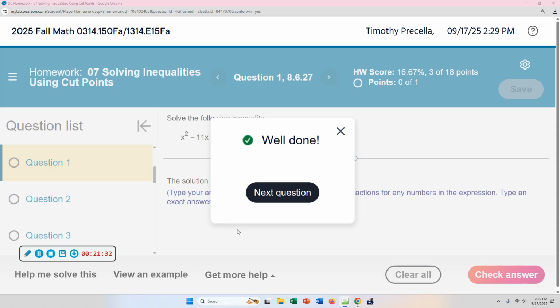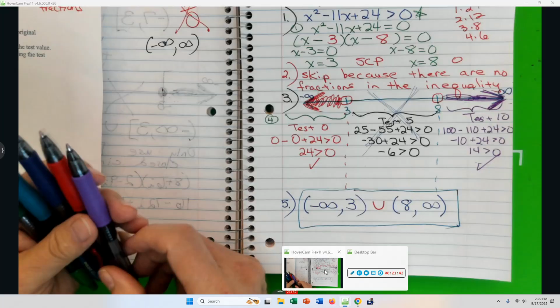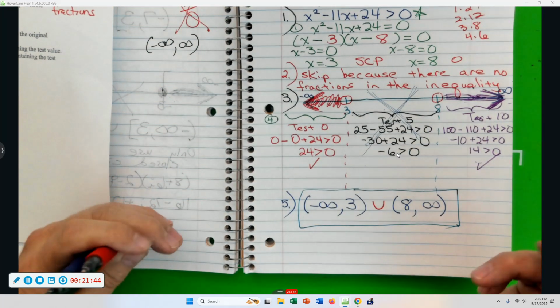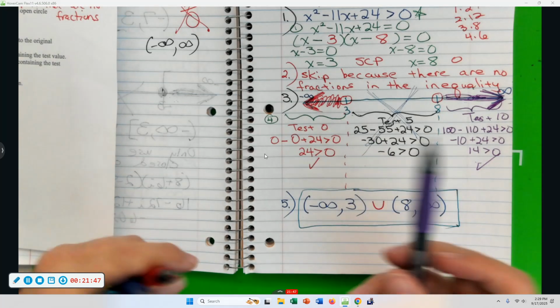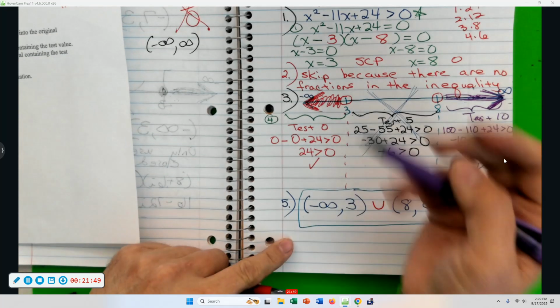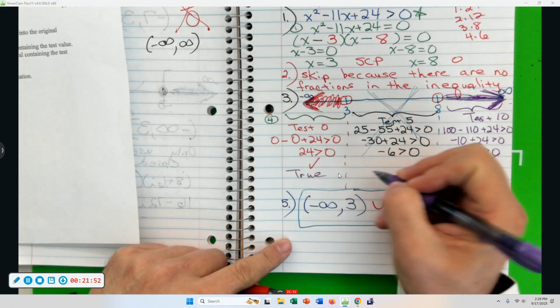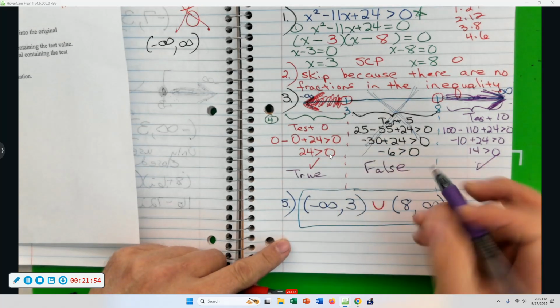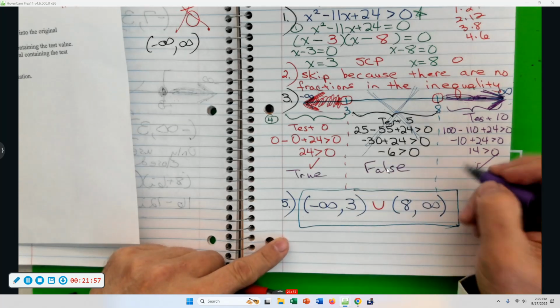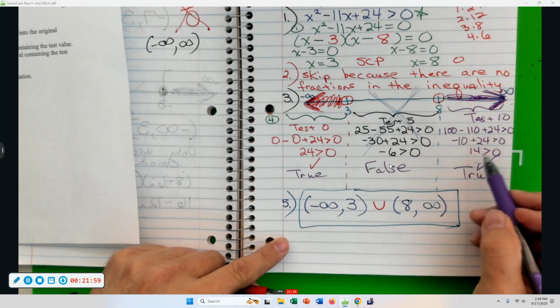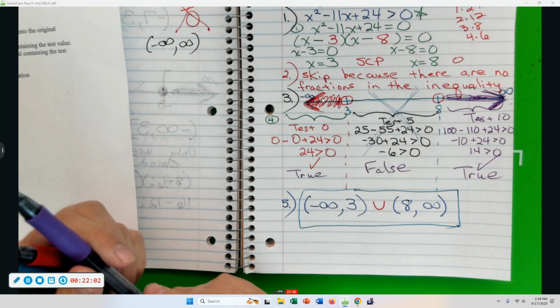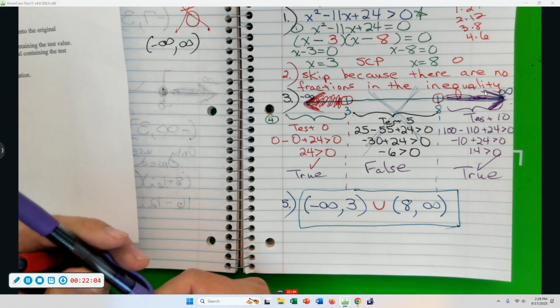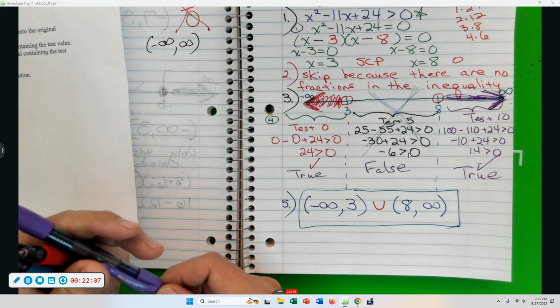Yes. So he was not sure about the -6 when it's 0. Yes, write out the words true, false, true. It was true here. False, 24 is bigger than 0. False, -6 is not bigger than 0. And true there, 14 is bigger than 0. You shade the true intervals and cross out the ones that are false.